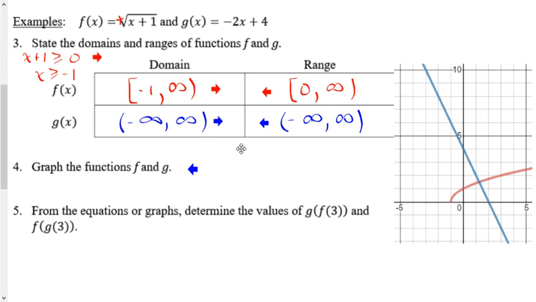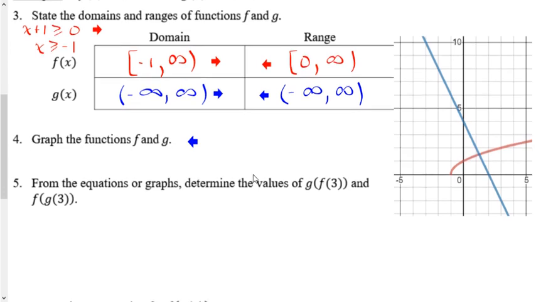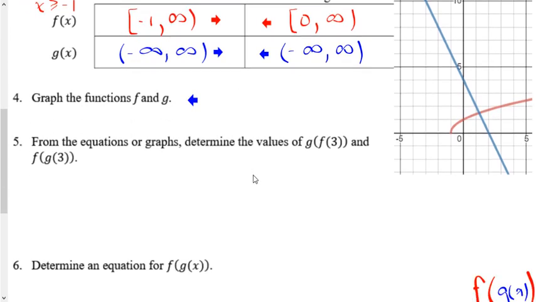Question number 5. From the equations or the graphs, we want to determine what is g of f of 3. So that composition. And let me review how we would do this using the graph to begin with. So I'm going to start with my inside function, which is the red one. And so I want to find out what is f of 3. In other words, if I plug a 3 into my inside function, remember that's the radical function, what do I get as output? Well, I look across and I see I get a 2 as output.